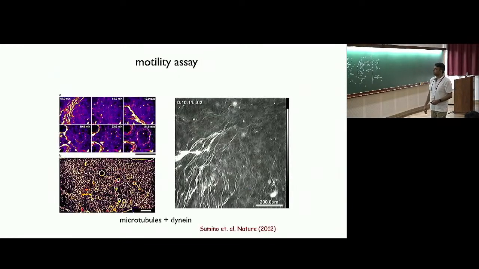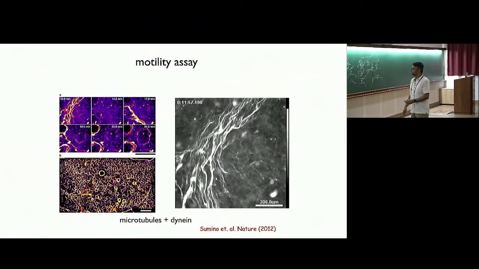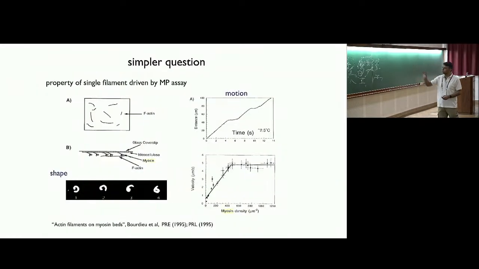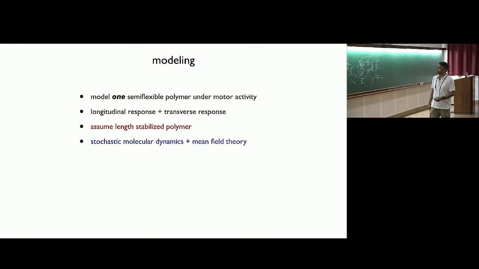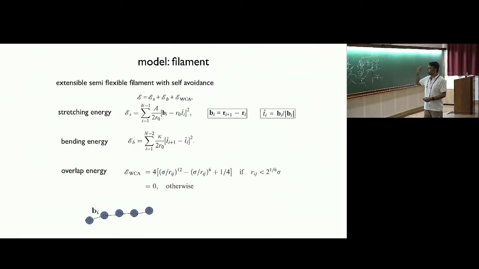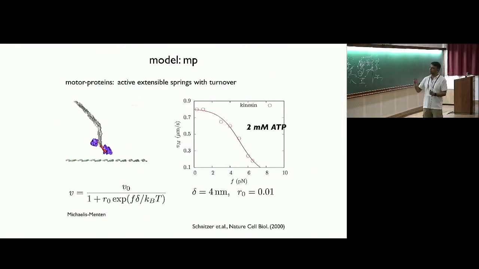There are several experiments, many body experiments, single particle, single filament experiments, which people have done over the years. I'll not get into the details. The main issue is that these cytoskeletal filaments are typically semi-flexible filaments. They have a bending rigidity. So we incorporate that bending rigidity, and then there is self-avoidance between different parts of this filament, and then there are these molecular motors which will drive the filament locally tangentially.